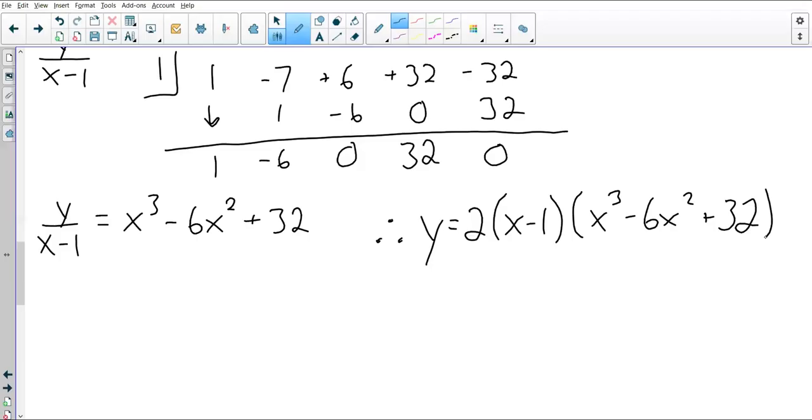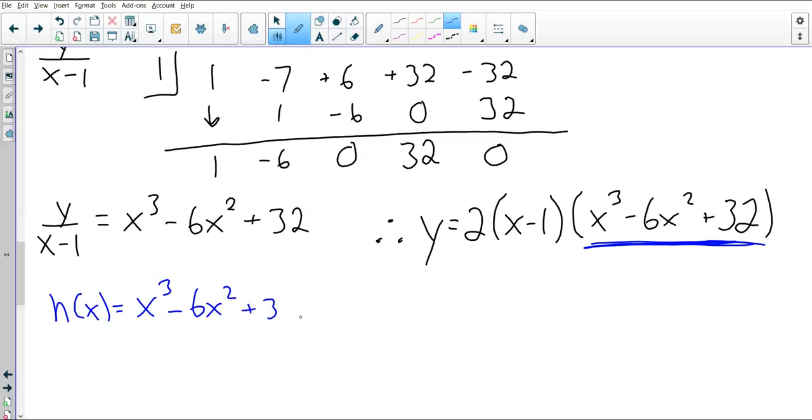So now what I need to do to keep going is I need to factor this thing. Just to give it another name, I'm going to call it h of x. And as we apply the rational root theorem, we can look at the factors of h of x. So I've got x cubed minus 6x squared plus 32. I still have factors of 32 is what I meant to say there.